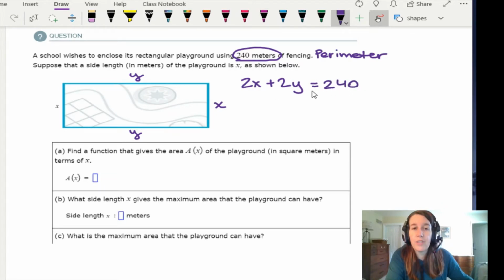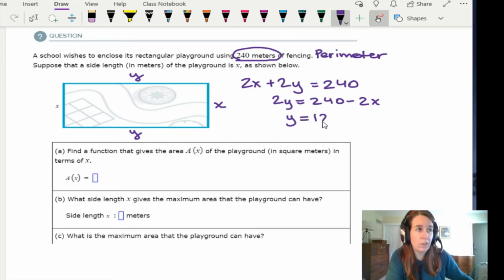And then we're going to do the same thing that we did before. We know we are eventually going to want equations only in terms of x. We don't want x and y. So we're going to solve for this y. The first thing we want to do is subtract 2x from both sides. So we get 2y equals 240 minus 2x. Now to get y by itself, we're going to divide both sides by 2. So that's y equals 240 divided by 2, which is 120, and then minus x, because you're going to divide each term by 2. All right, so we're going to use this later in the problem.